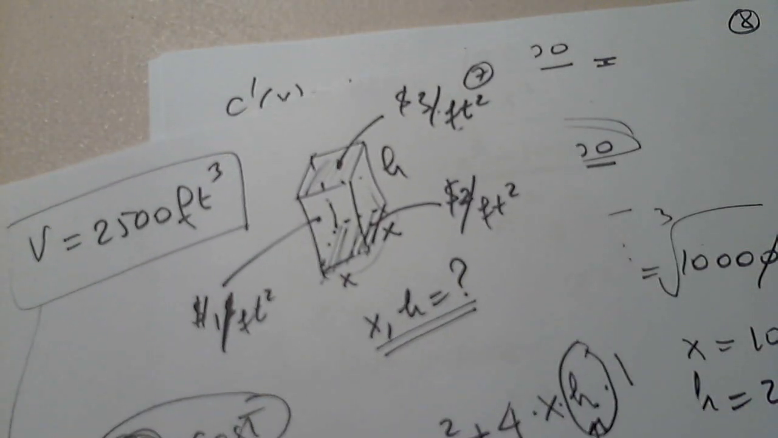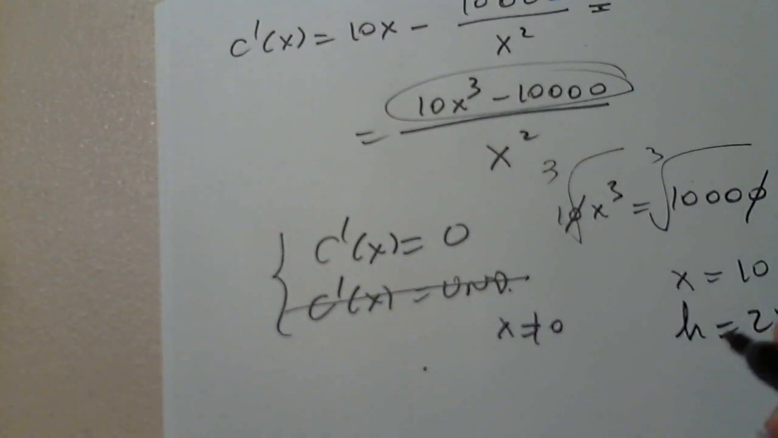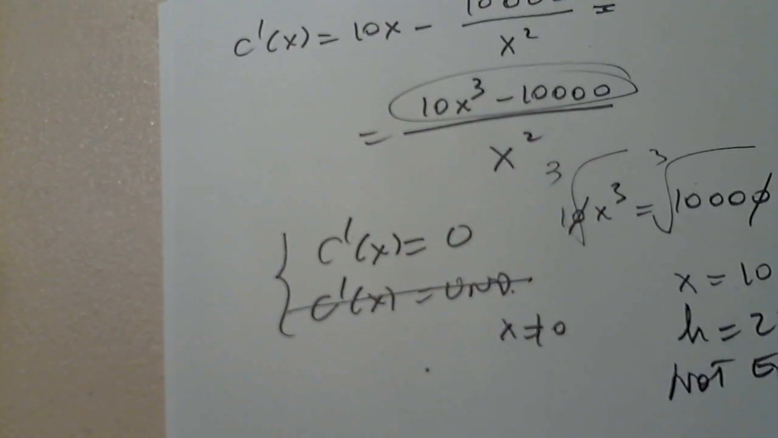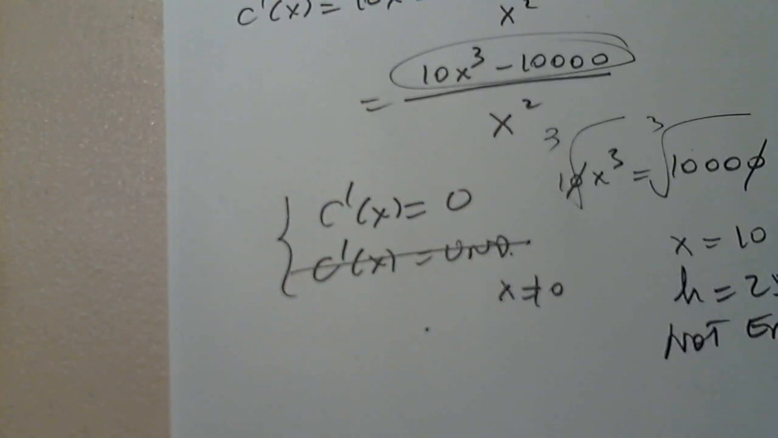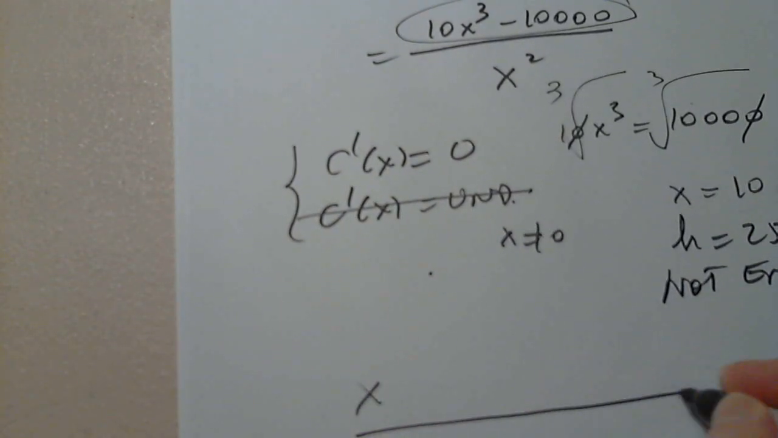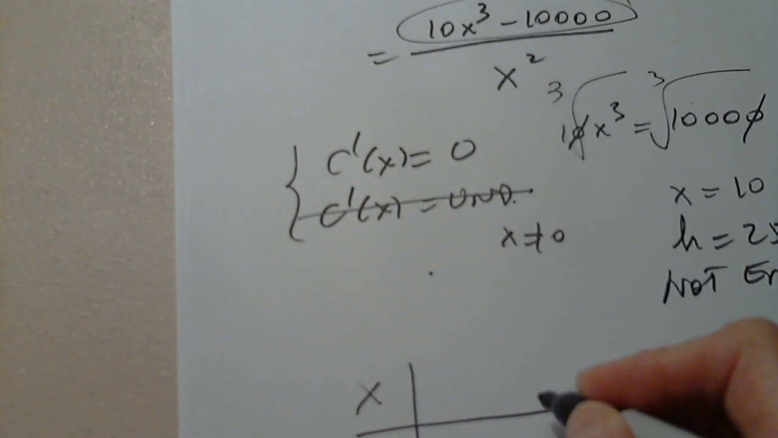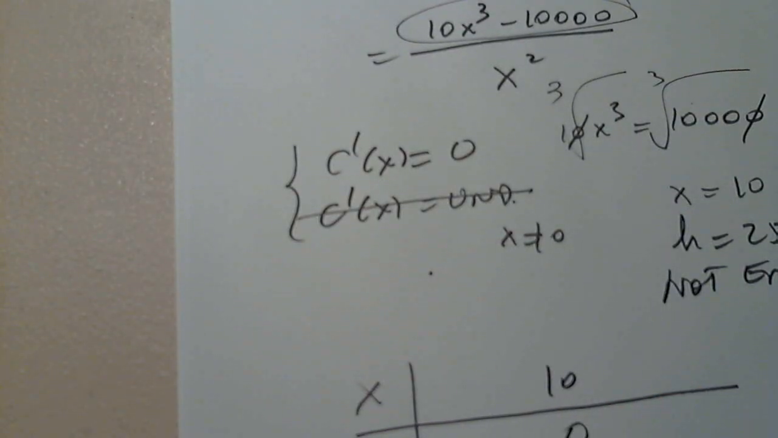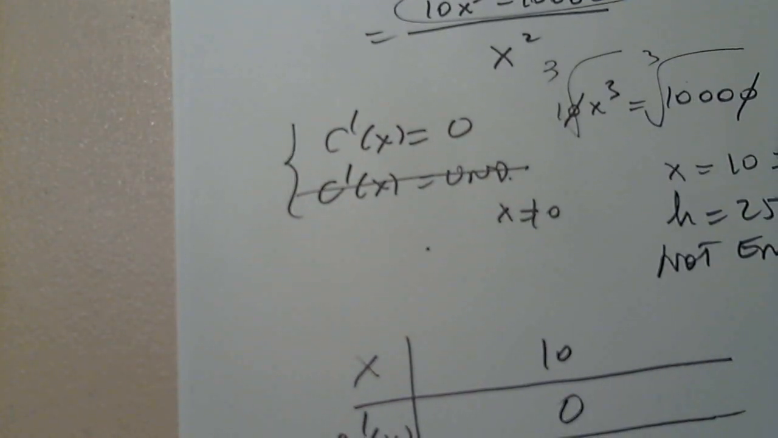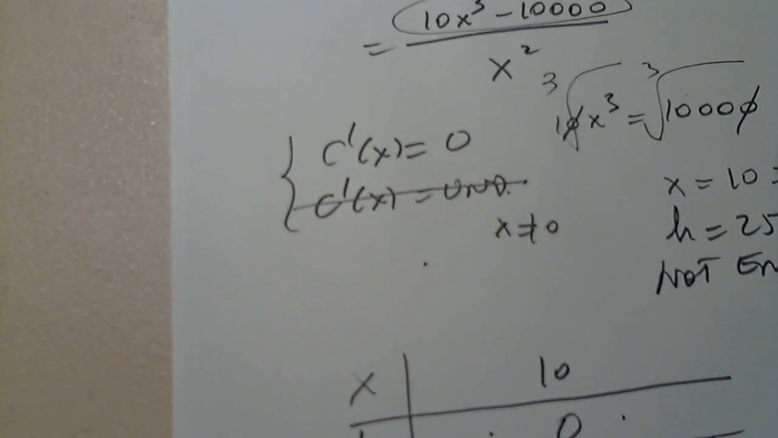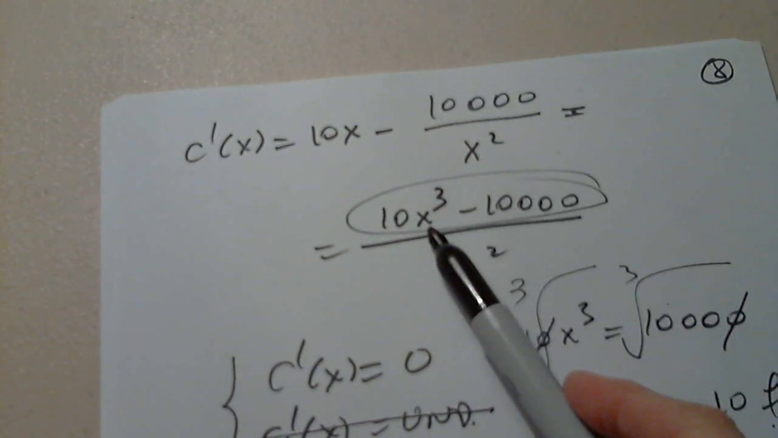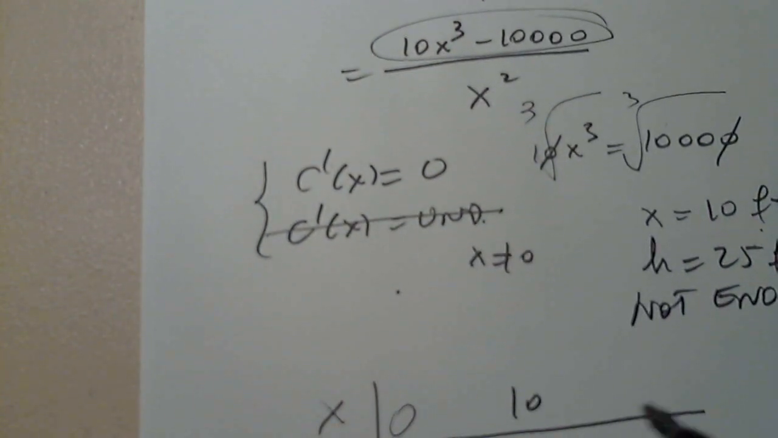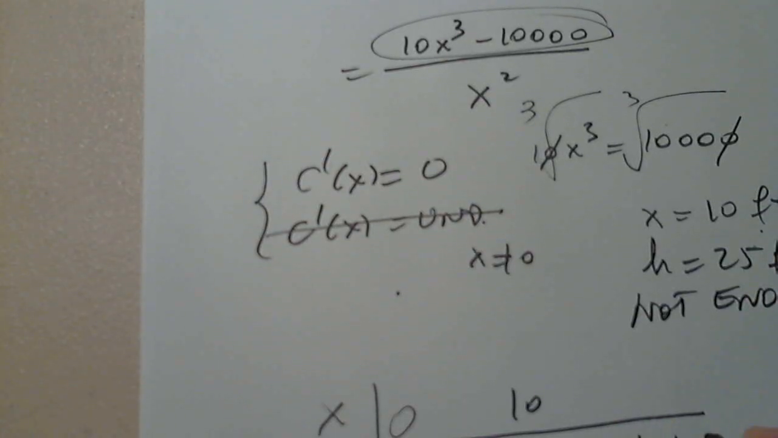This is good, but it's not enough. How come? I have to show that x equals 10 gives a minimum. So I have to create a table. I have to find C prime. I have the critical number, which is 10. I have to study the sign left and right. So, of course, it's not going to be 0. But if I have 0, it's negative. And beyond will be positive.